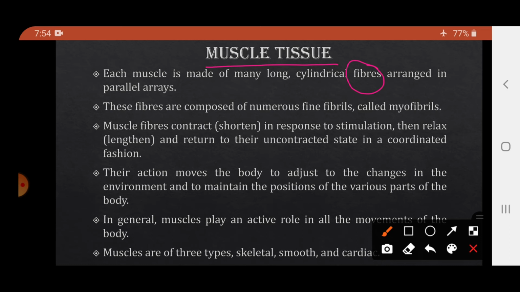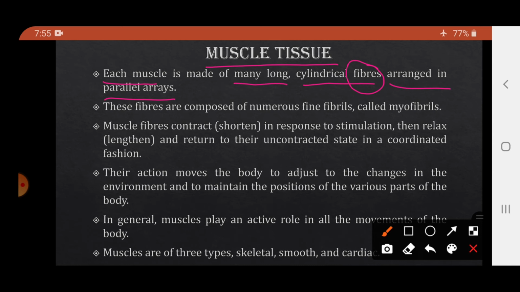So now students, as I told you, a tissue is made up of cells. So muscle tissue will also be made up of cells, and the cells of the muscle tissue are called the muscle fibers. So each muscle is made up of many long cylindrical fibers which are arranged in parallel arrays. Arrays yani manner. So what is muscle made up of? It is made up of many cylindrical fibers which are arranged in the parallel manner.